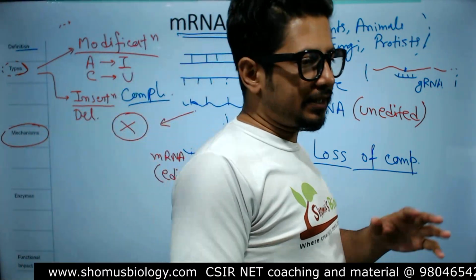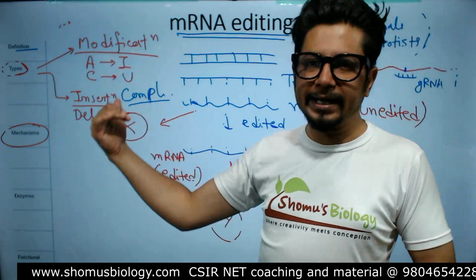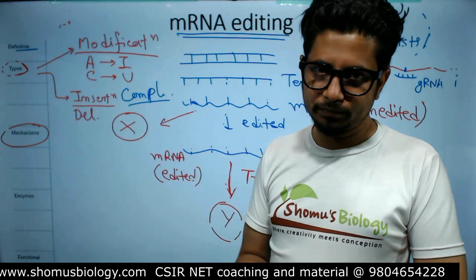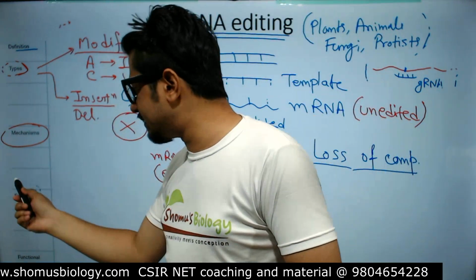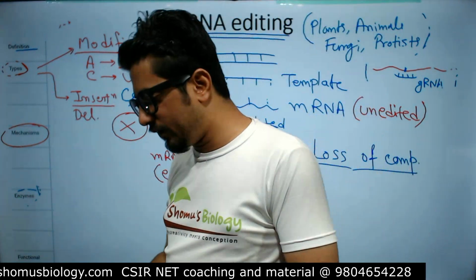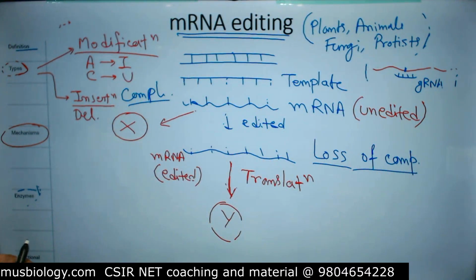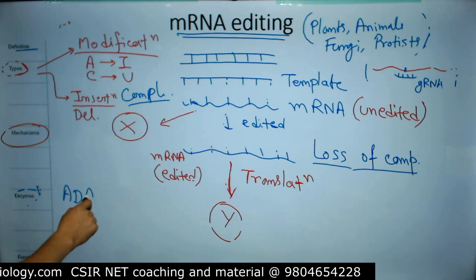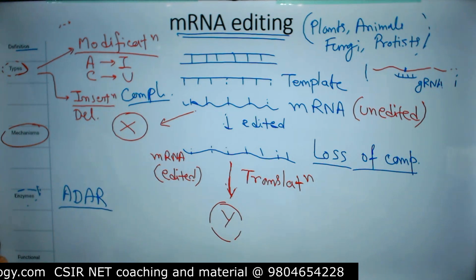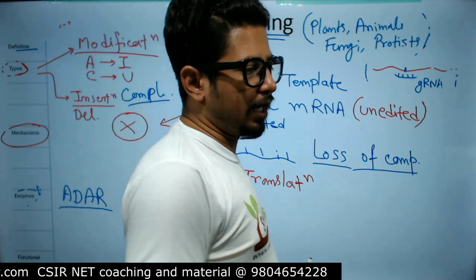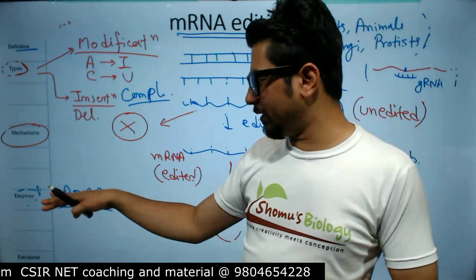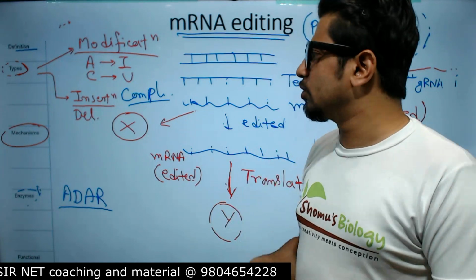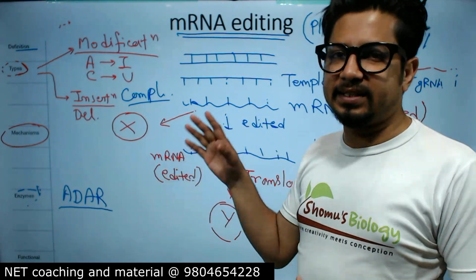On the other hand, there are several enzymes involved in the process of RNA editing to modify the existing nucleotide, that is A to I, C to U. So here comes the third important part, that is the enzymes. What kind of enzymes are involved in this process? One enzyme is adenosine deaminase, known as ADAR. It is the editing machinery for RNA, basically known as the ADAR enzyme. In simple terms, adenosine deaminase edits the existing RNA.